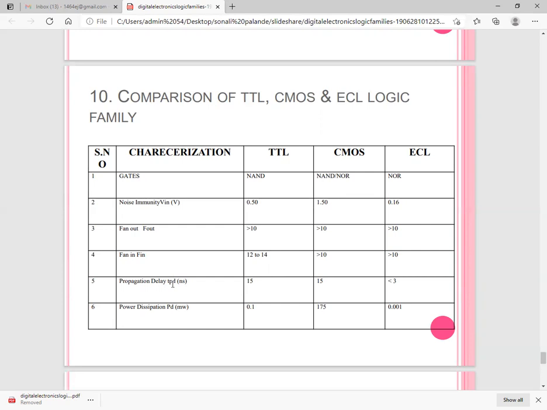Then propagation delay, that is TPD, in nanoseconds. TTL has 15 nanoseconds, CMOS has 15 nanoseconds and ECL has less than 3 nanoseconds. Then the last characterization is power dissipation, that is PD, in milliwatts. TTL has 0.1 milliwatt, CMOS has 175 milliwatt, and ECL has 0.001 milliwatt. So this is all about the logic families.